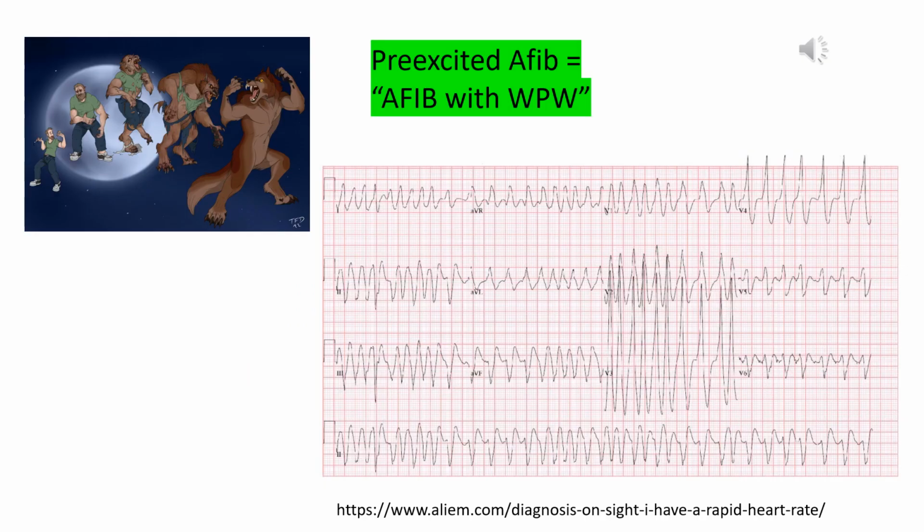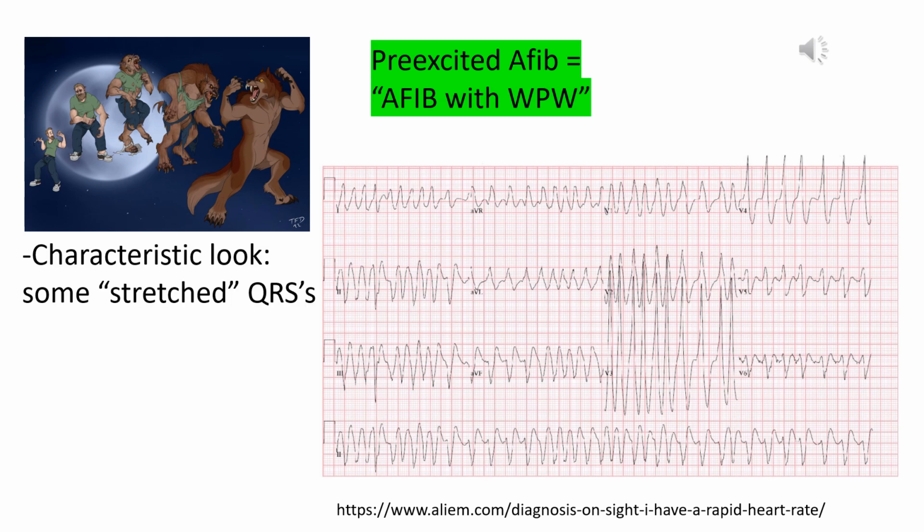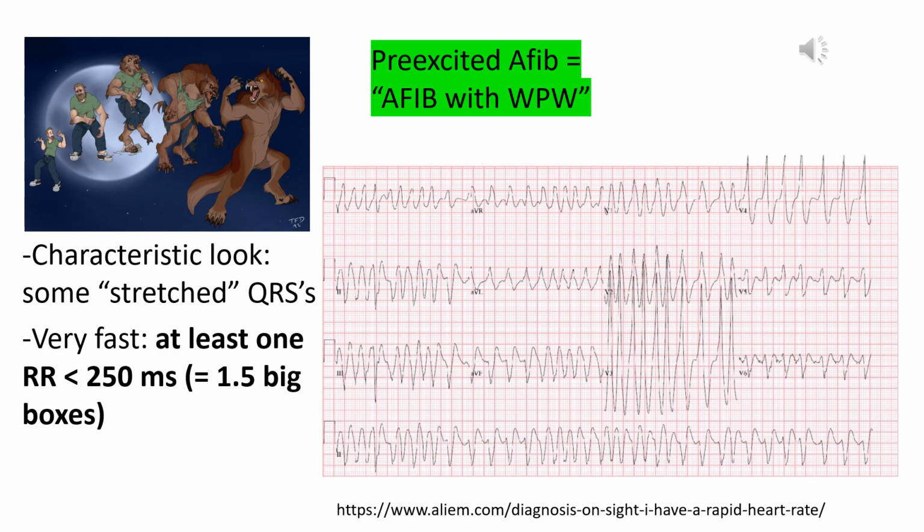First in our rogues gallery of polymorphic wide complex tachycardias, we have pre-excited AFib, better known as AFib with WPW, aka the Wolfman. The characteristic look is some stretched looking QRSs, that is stretched in terms of width. It's very fast. At least one RR less than 250 milliseconds, that is 1.5 big boxes, is a rule we can apply for identifying this.